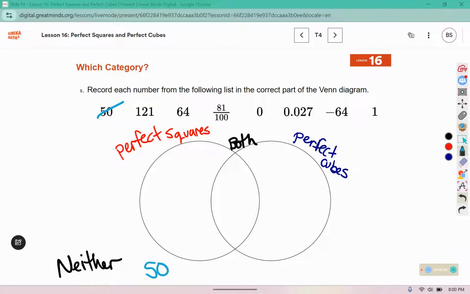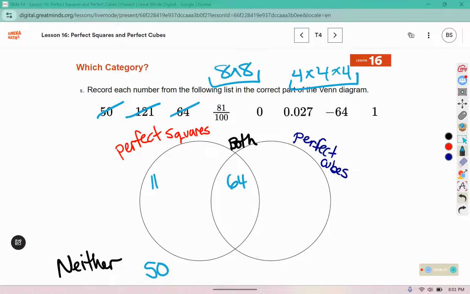121. 10 times 10 is 100. 11 times 11 is 121, so that's a perfect square. 64. Well, I know 8 times 8 is 64, so that could be a perfect square. But we also saw that 4 times 4 times 4 makes 64, so that is a perfect cube and a perfect square.